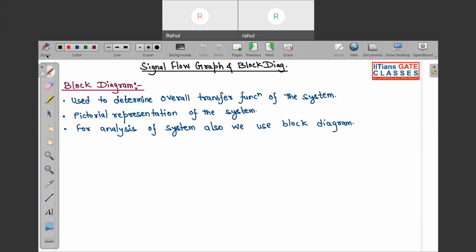Basically, the block diagram is used to determine the overall transfer function of the system. It is a pictorial representation of your system. And for analysis in control system, or to be very precise, in classical control system, we use the block diagram. Let us see one by one how to reduce the block diagram, because a block diagram can be very big. So we need to reduce it to get the transfer function of the system. There are a few rules for the reduction of block diagram.